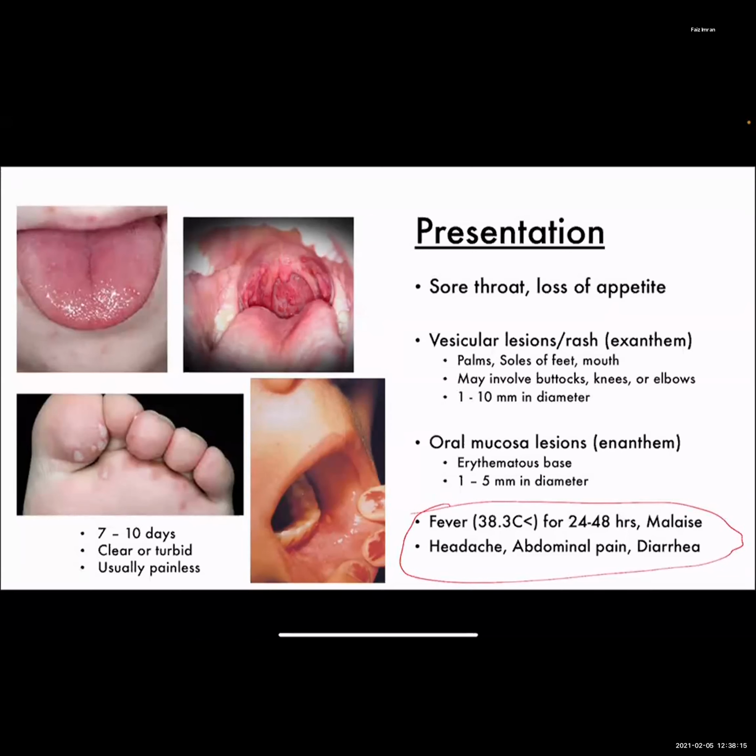Also, if you're still wondering what a vesicle looks like, these lesions usually start as papules, usually flat, and then eventually progress into vesicles. The vesicles contain fluid, which is usually clear or turbid. They are usually painless, though some sources say they are painful, and they usually resolve within 7 to 10 days.